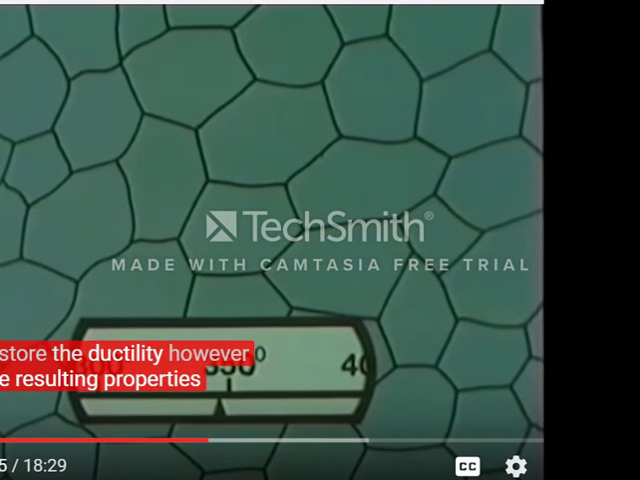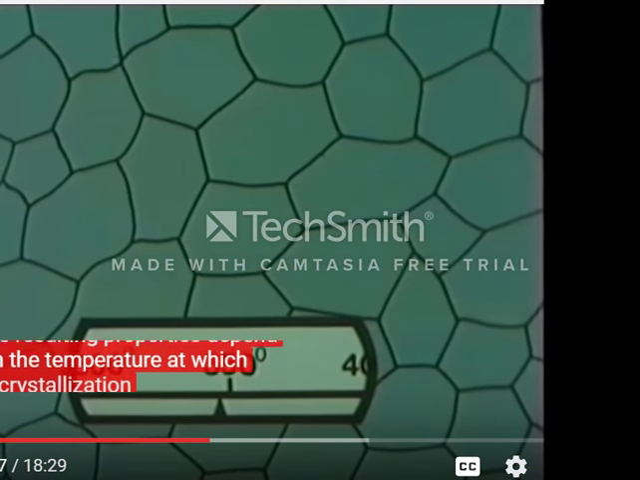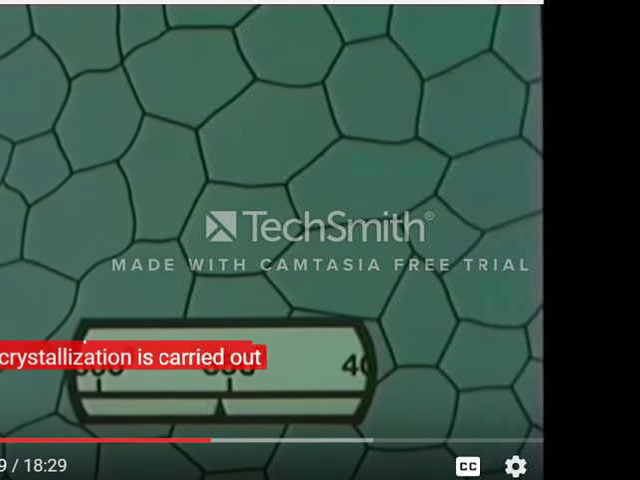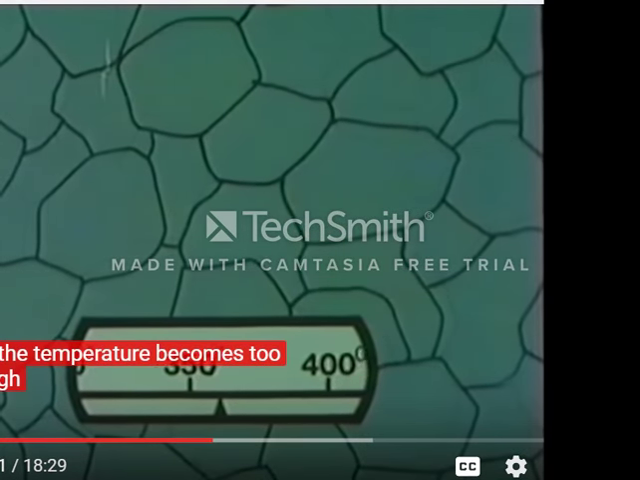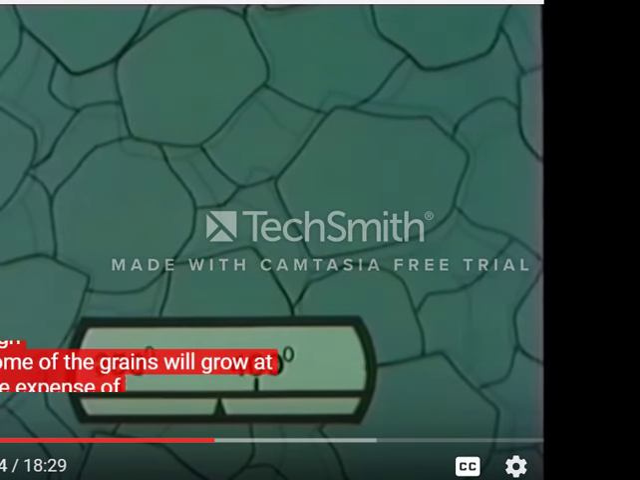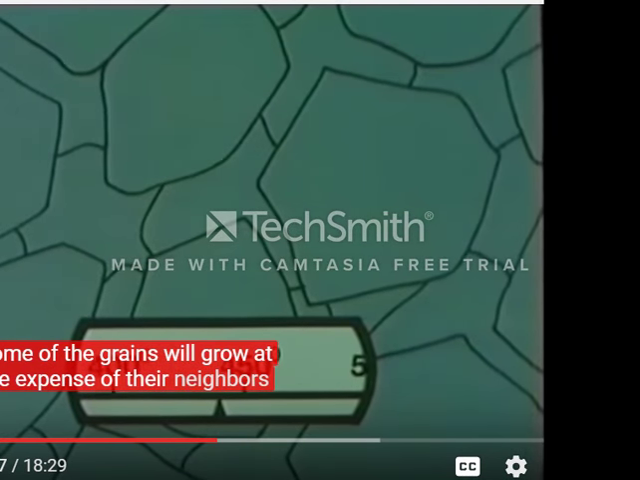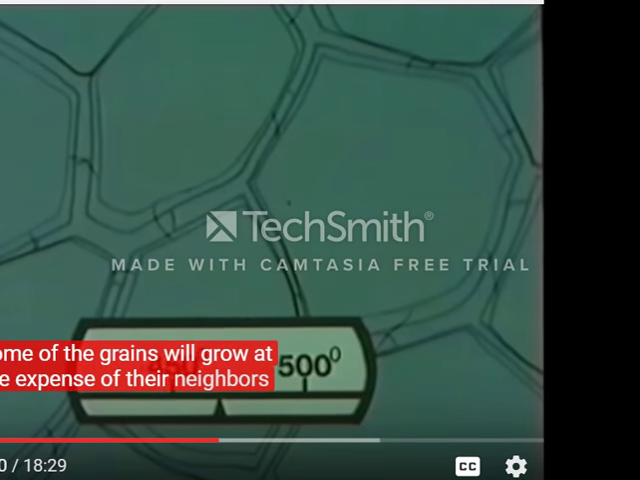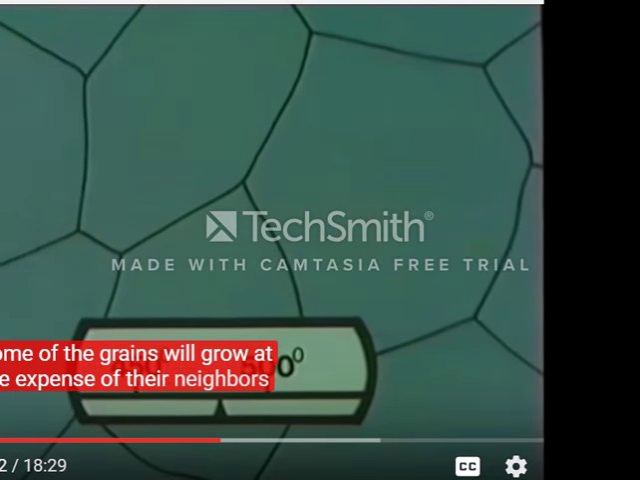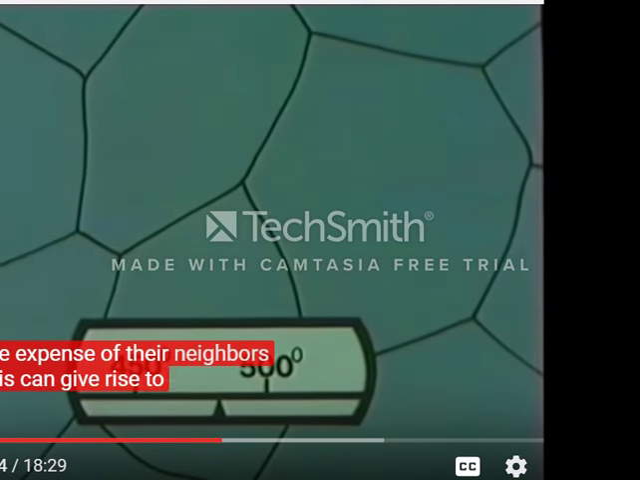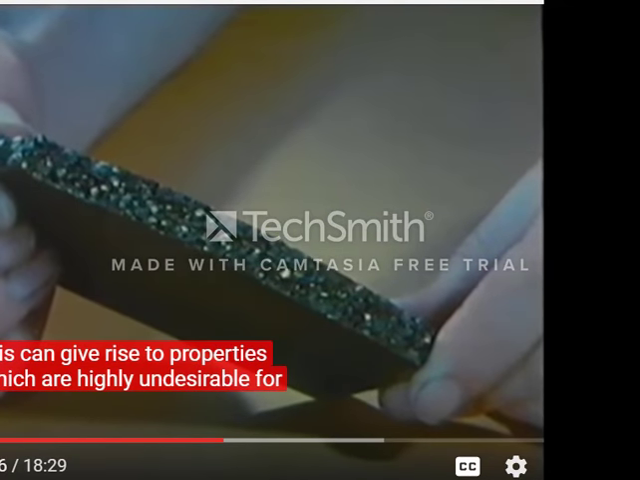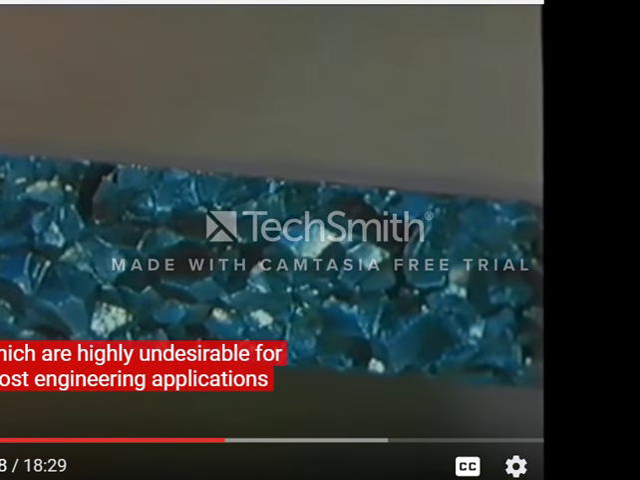However, the resulting properties depend on the temperature at which recrystallization is carried out. If the temperature becomes too high, some of the grains will grow at the expense of their neighbors. This can give rise to properties which are highly undesirable for most engineering applications.